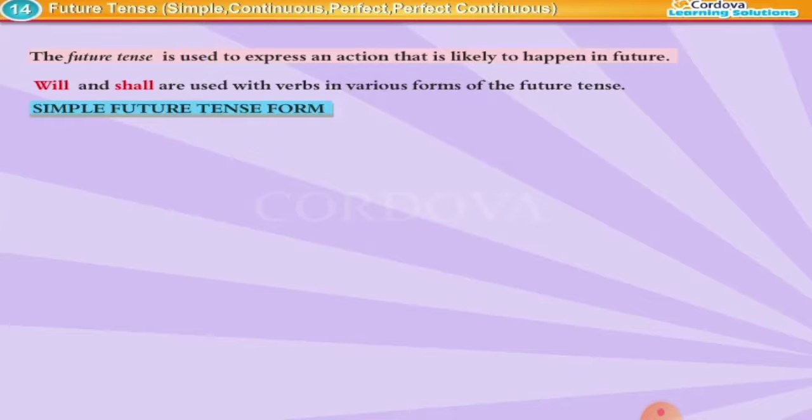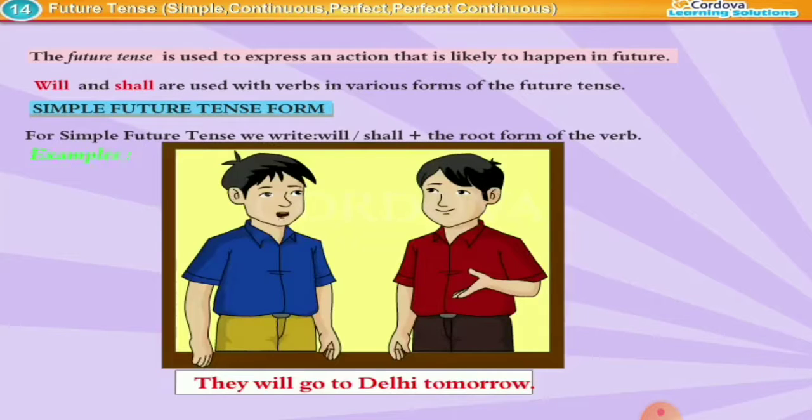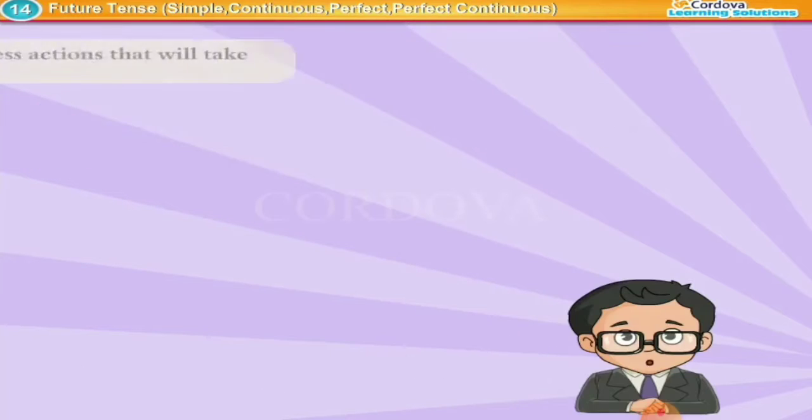Simple future tense form. For simple future tense, we write will or shall plus the root form of the verb. Examples: They will go to Delhi tomorrow. I shall visit the saloon next week.